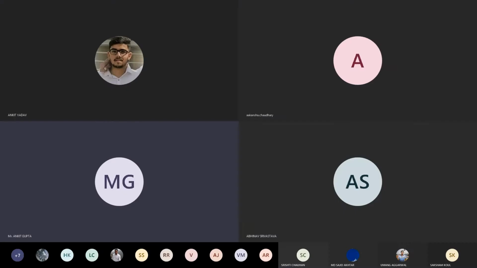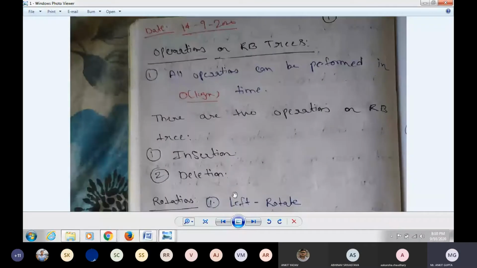So in the last class I discussed what the red-black tree property rules are, and how we can prove the height. Suppose in my tree there are n elements, so what is the height? Height is at most or less than or equal to 2 log base 2 (n plus 1). Okay, 2 log base 2 (n plus 1), that is the height.